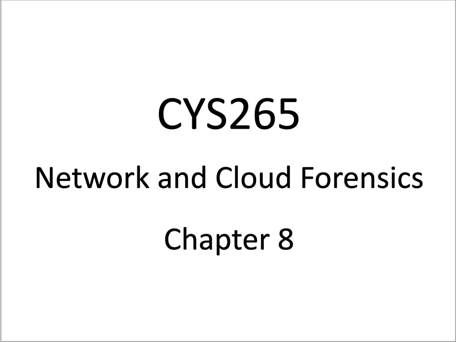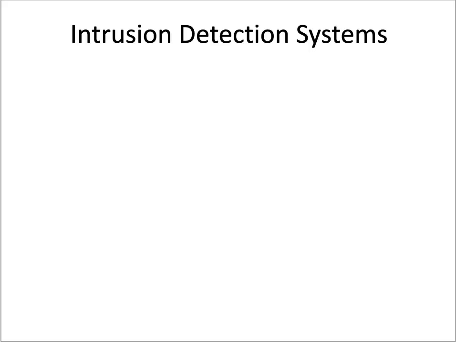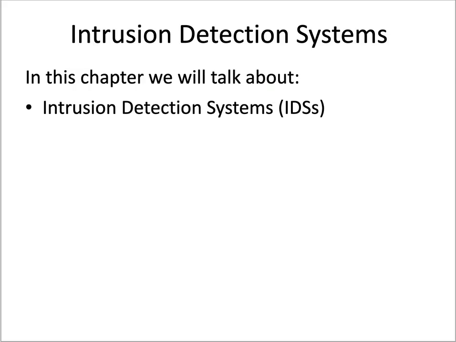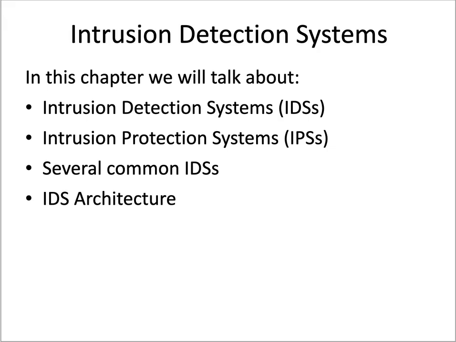Okay, this video is over Chapter 8 of your textbook, which is titled Intrusion Detection Systems. So in this chapter, we will talk about intrusion detection systems. Even though your book doesn't talk about it, we will talk about intrusion protection systems briefly. We'll talk about common IDSs. We'll talk about the architecture that is used in IDSs, and we will talk about alerting from intrusion detection systems.